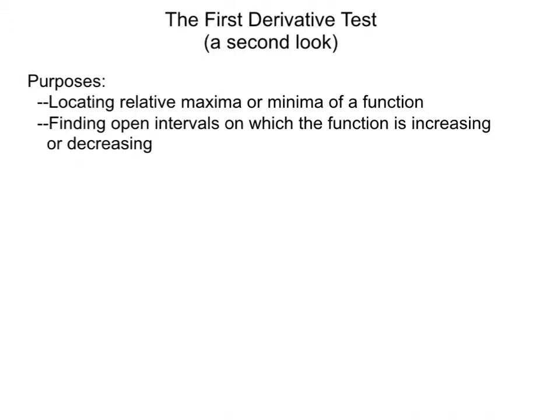So if you were doing the problems yesterday and you didn't quite get what the point was, the whole point of the first derivative test is twofold. One, it lets you find the relative maxes and mins. And two, at the same time, it lets you find the intervals on which the function is increasing or decreasing.